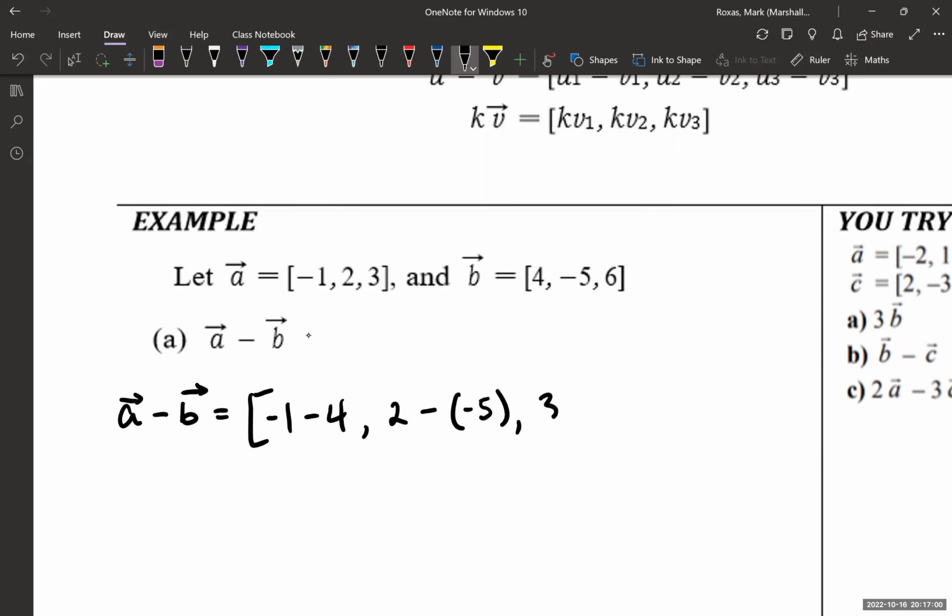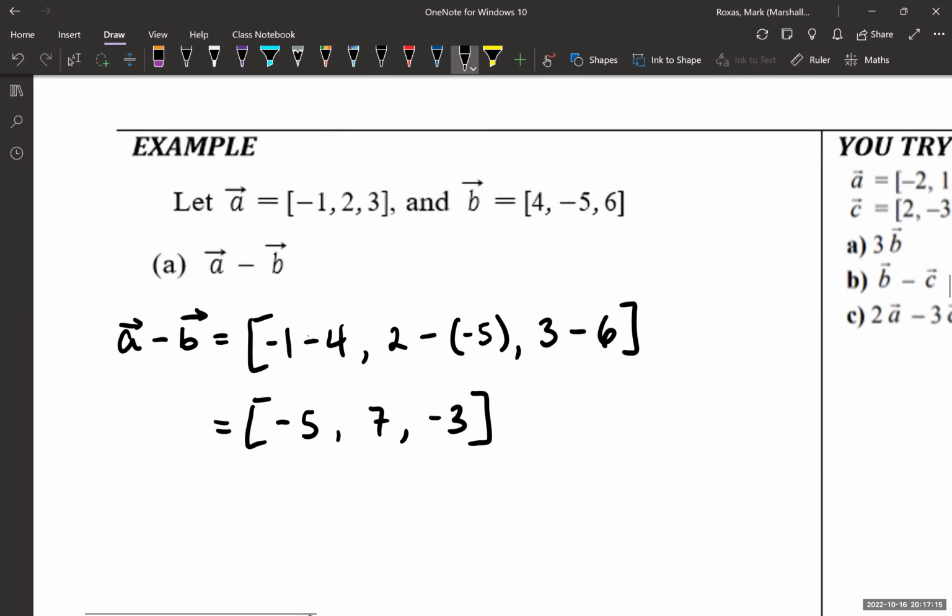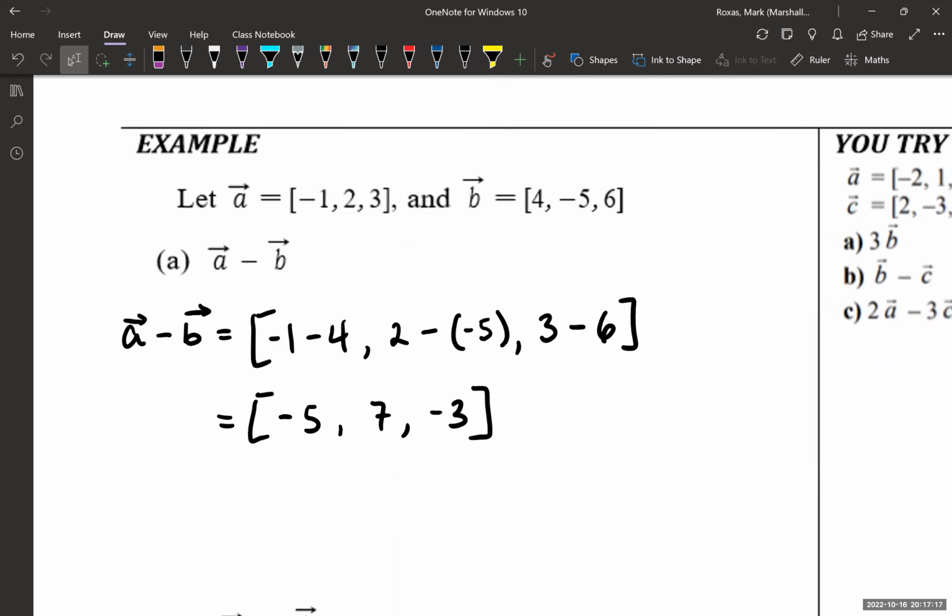So the z component of A is 3. Take away the z component of B, which is 6. Okay, and then we simplify. And the simplification gives us -5 and 7 for the y component and -3 for the z component. And there you go. Okay, there is A minus B.